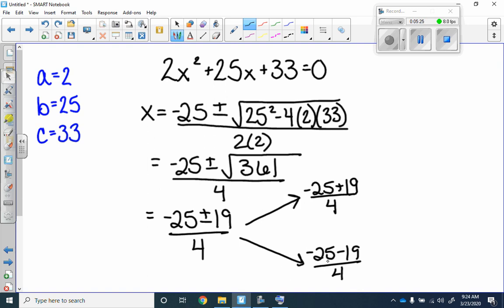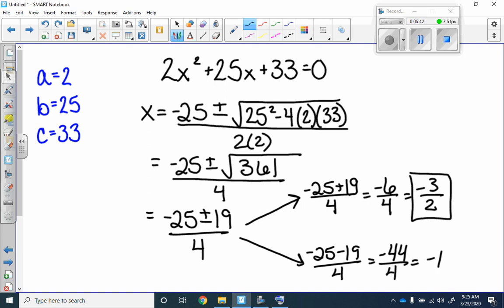So negative 25 plus 19 gives us negative 6 divided by 4, so negative 3/2. And negative 25 minus 19 gives us negative 44. Divide that by 4, and we get negative 11. Now, the two examples that we just did both can be factored, but again, I just wanted to show you another possibility.